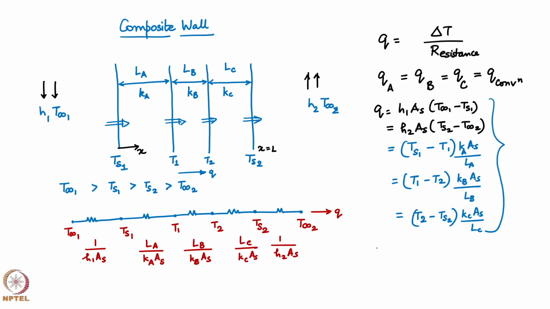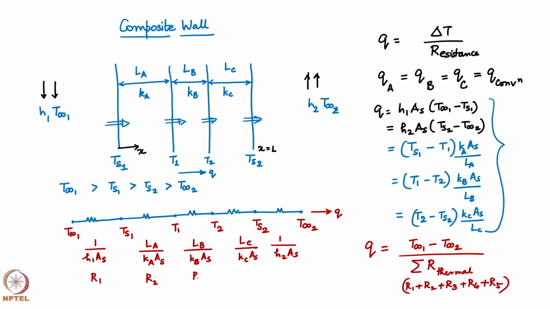5 resistances, and we will say these resistances are across this temperature difference T infinity 1 and T infinity 2. So, I will say Q is equal to T infinity 1 minus T infinity 2 divided by summation of R thermal, which is all the 5 resistances R 1 plus R 2 plus R 3 plus R 4 plus R 5. Please remember one very important thing here. Just because I have 5 resistances, I need not use everything. What do I mean by that?